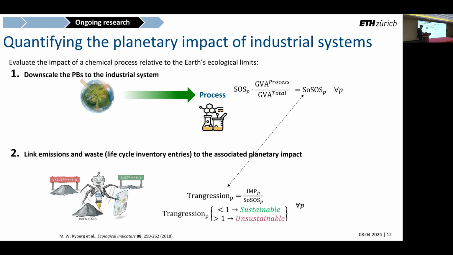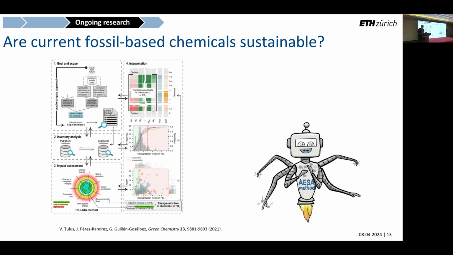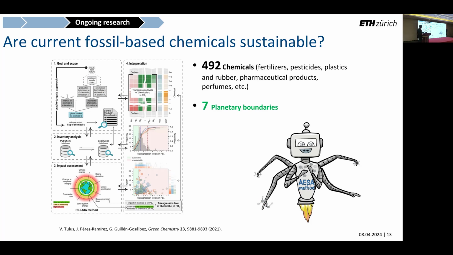So now, the first thing we did with this was to go to the ecoinvent database, and we took 500 chemicals from ecoinvent that are currently produced from fossil carbon, and then we quantified the impact on several planetary boundaries. Here we consider a wide range of chemicals, for example, fertilizers, pesticides, fuels, pharma compounds, polymers, and so on.